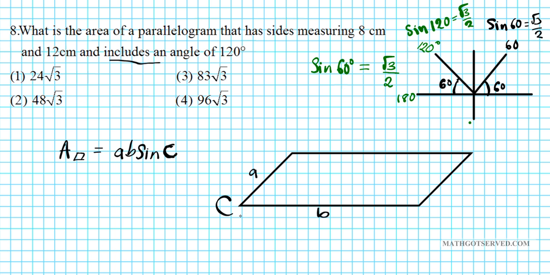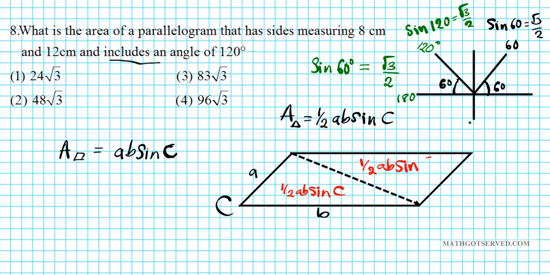You might remember the formula 1/2 AB sine C. This is the area of a triangle. So in this case, you notice that the parallelogram is made up of two triangles, right? So the area of one of these is 1/2 AB sine C. This is 1/2 AB sine C. So what happens when you combine both of them together? Combined together is going to be AB sine C for the area of the whole parallelogram.